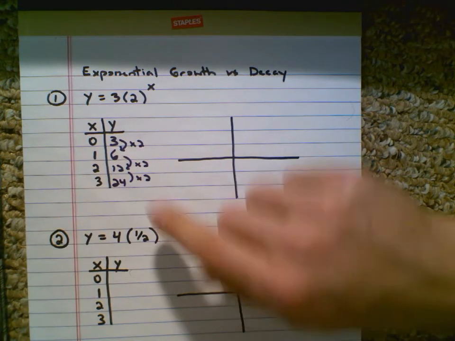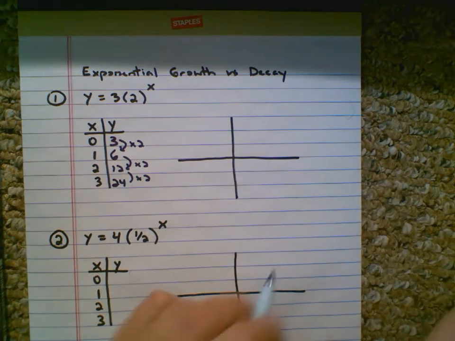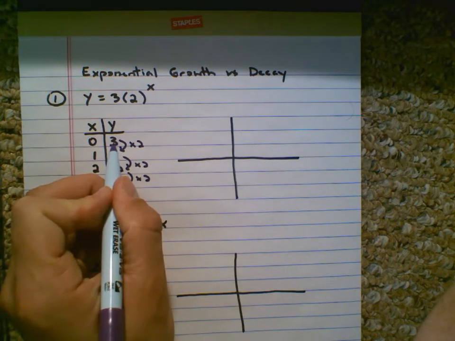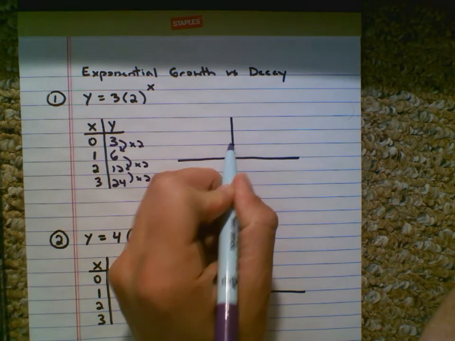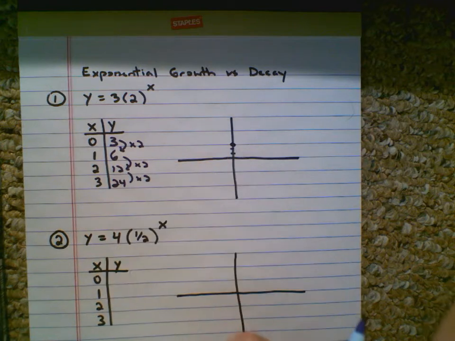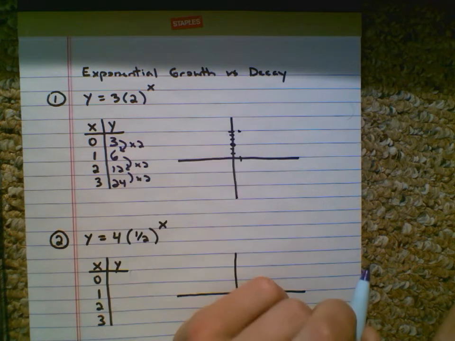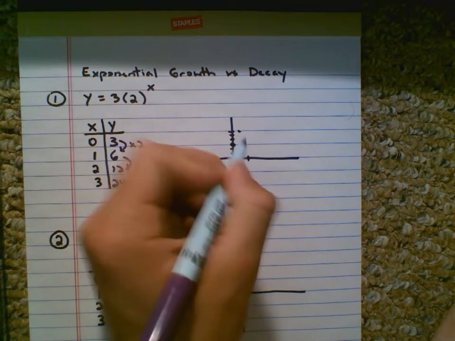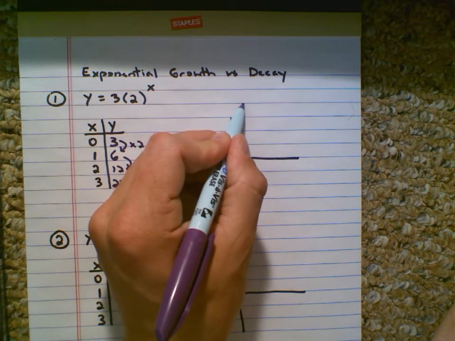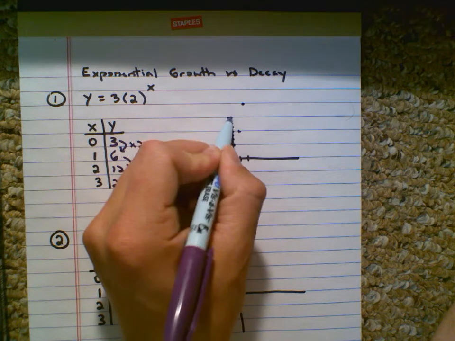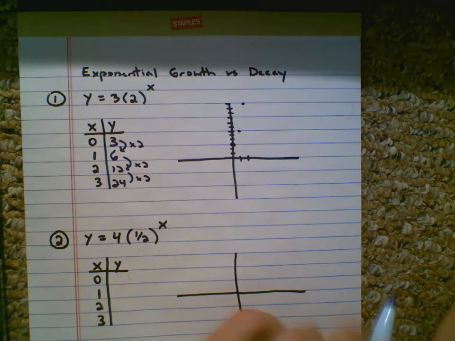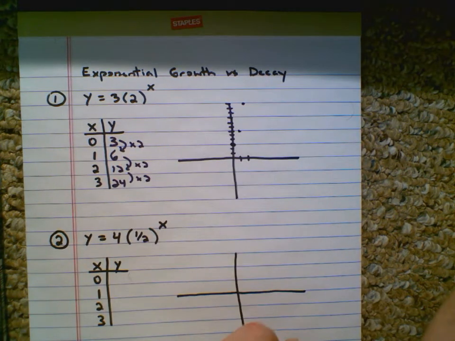I then can plot these points on the graph. So I have the point 0, 3. So 1, 2, 3. Put my first point there. 1, 6. Put a point there. And 2, 12. Then 3, 24 I'm not going to worry about because it'll fly off my graph.